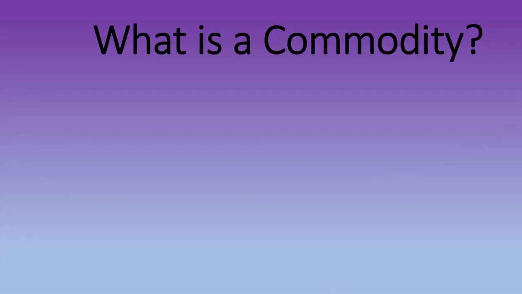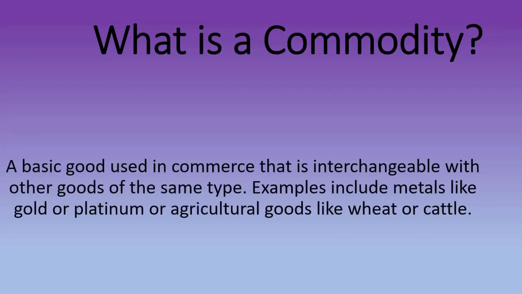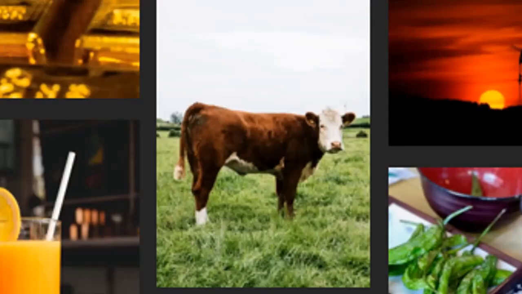Let's answer the question then of what is a commodity. A commodity is a basic good used in commerce that is interchangeable with other goods of the same type. Examples include metals like gold or platinum, or agricultural goods like wheat or cattle. If we think about orange juice as a commodity, we would think that 1 gallon of orange juice is identical to another. The same thing is true with oil and gas, or perhaps soybeans.